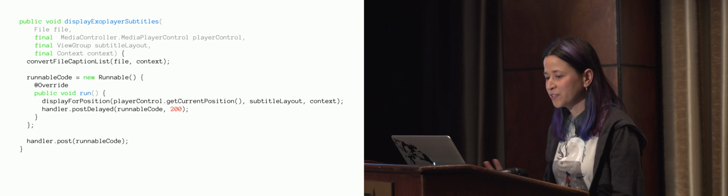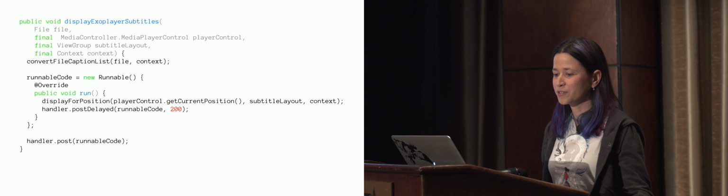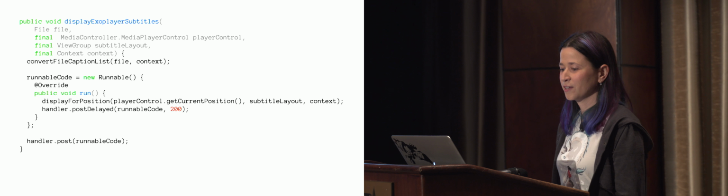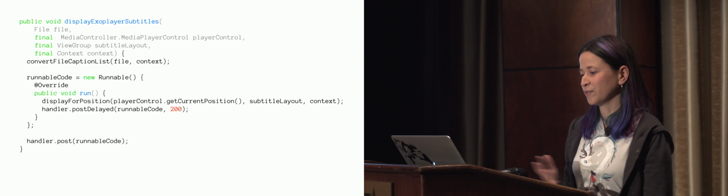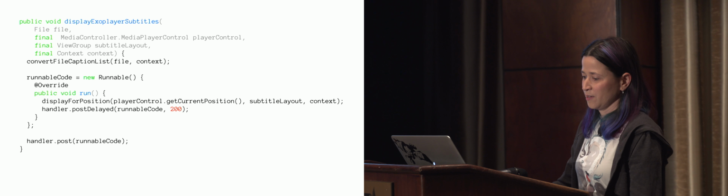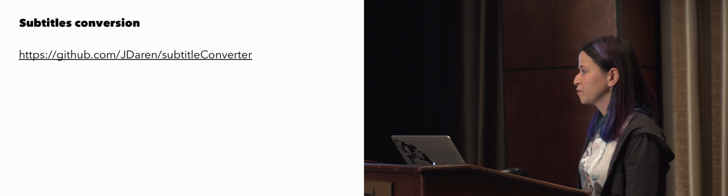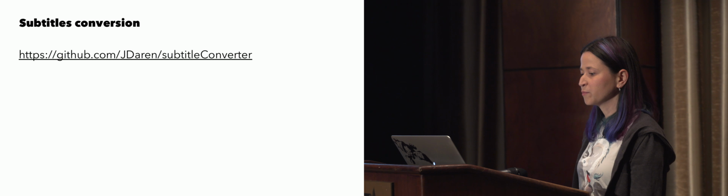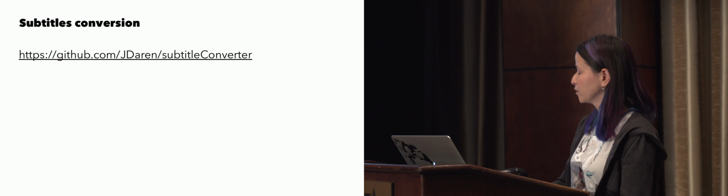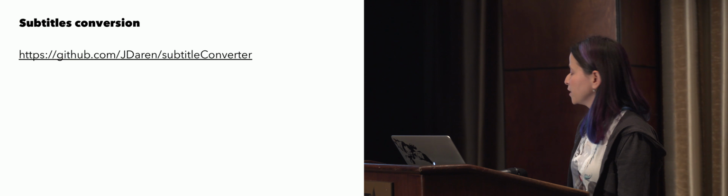And our solution was just to feed the subtitles manually. I'm not going to go into too much detail about that, but the basic of it is just a runnable that chooses the position for the subtitles from the file and posts them in the view. And for all the complex parsing of the file and figuring out exactly what the timestamps are and things like that that we needed for subtitles, we just used a subtitle conversion library.